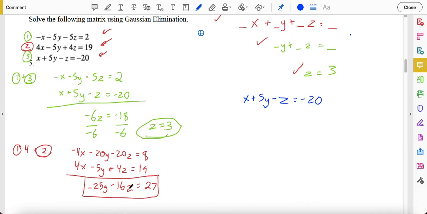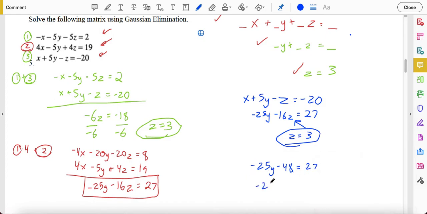Then for my green equation, I have that down here. I've got negative 25y minus 16z equals 27. And then for my z equation, I've got z equals 3. So I already got z equals 3. I'm going to take this and plug it into this one right here, and I get negative 25y minus 48 equals 27.